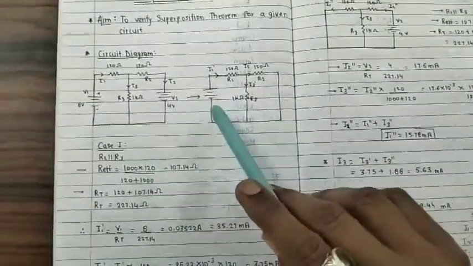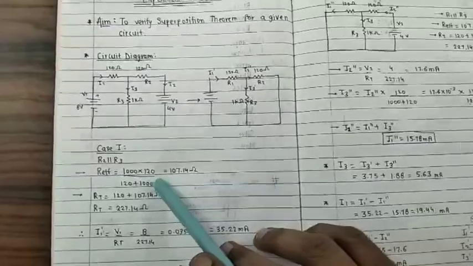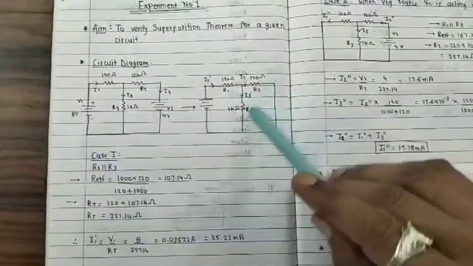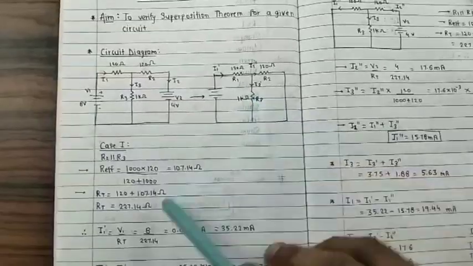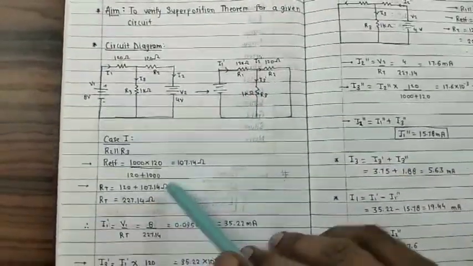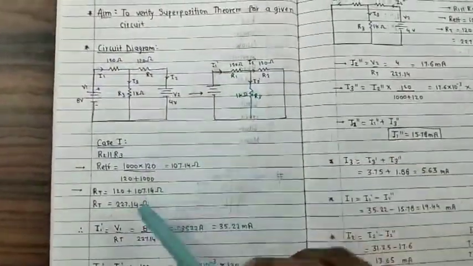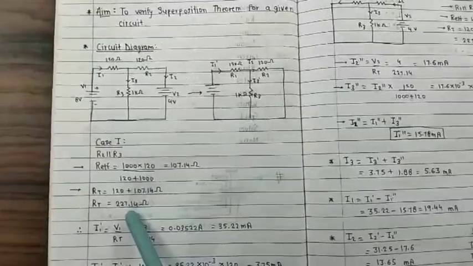Now after shorting V2, we will find the equivalent resistance. These two resistors are in parallel, so we will get one equivalent resistance. After getting that, we will add the other resistor in series. So the equivalent resistance becomes 2.7.